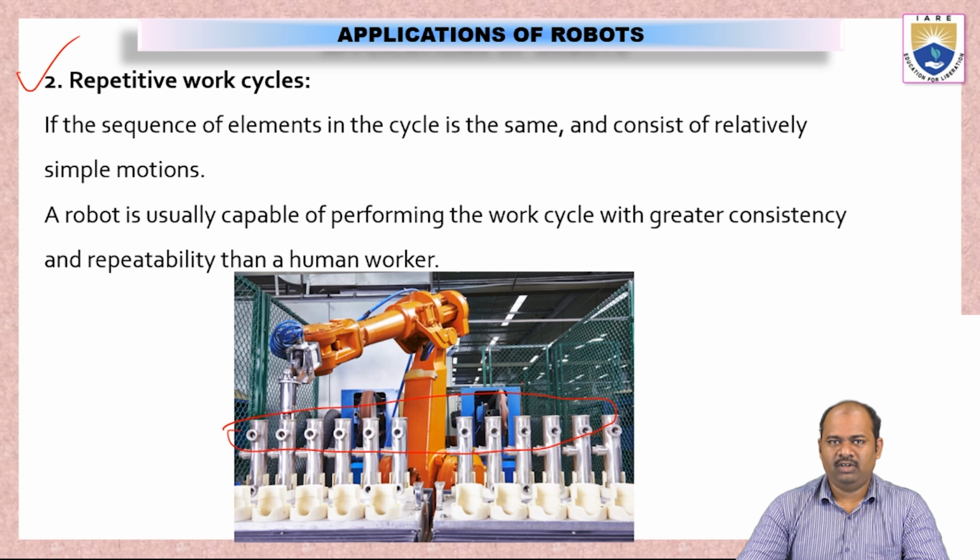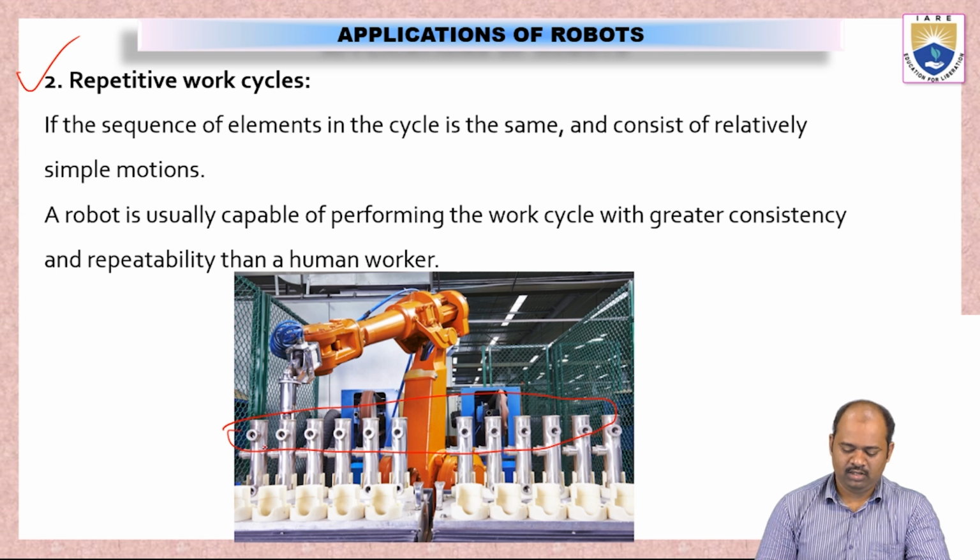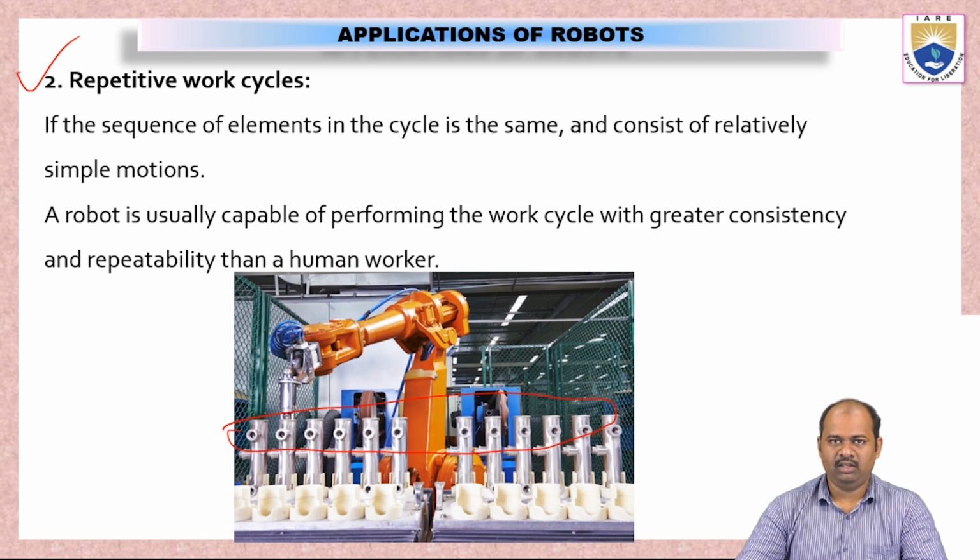Another disadvantage of a human being is that we can work precisely for only a shorter period of time, and after that we may lose our precision, because here we have to do the same kind of operations on all objects. When we are working on multiple objects throughout the day, like 8 hours a day, the work is very tiring and human beings will lose their precision while working for longer hours. So that is why robots are used where repetitive work cycles are there.